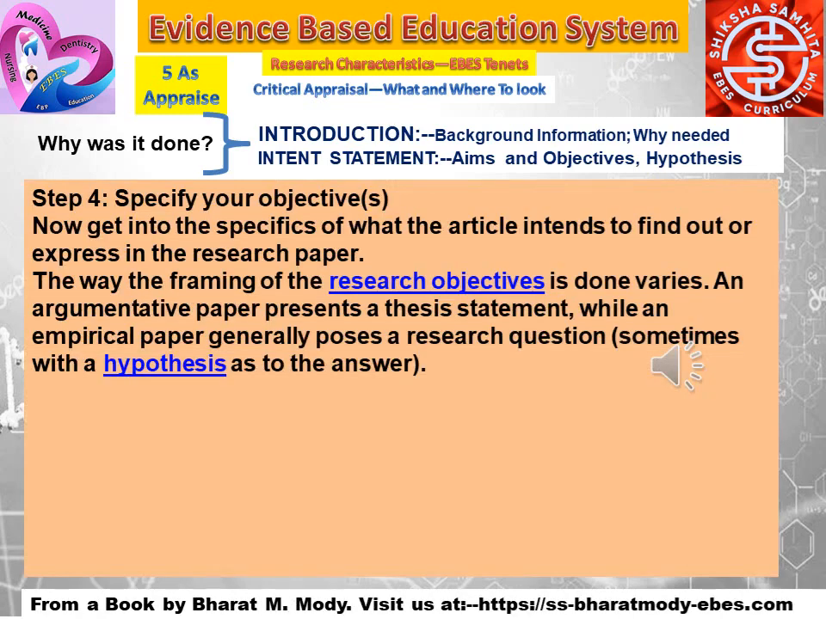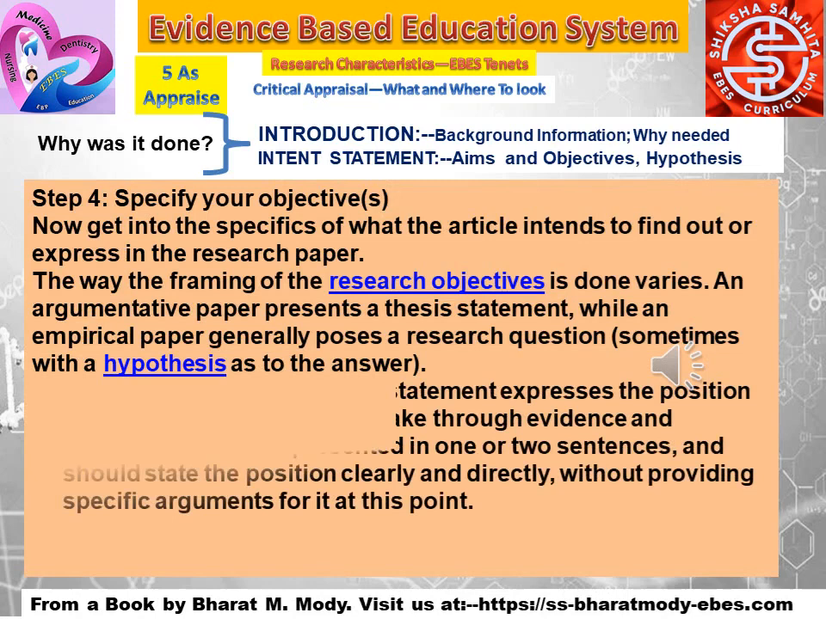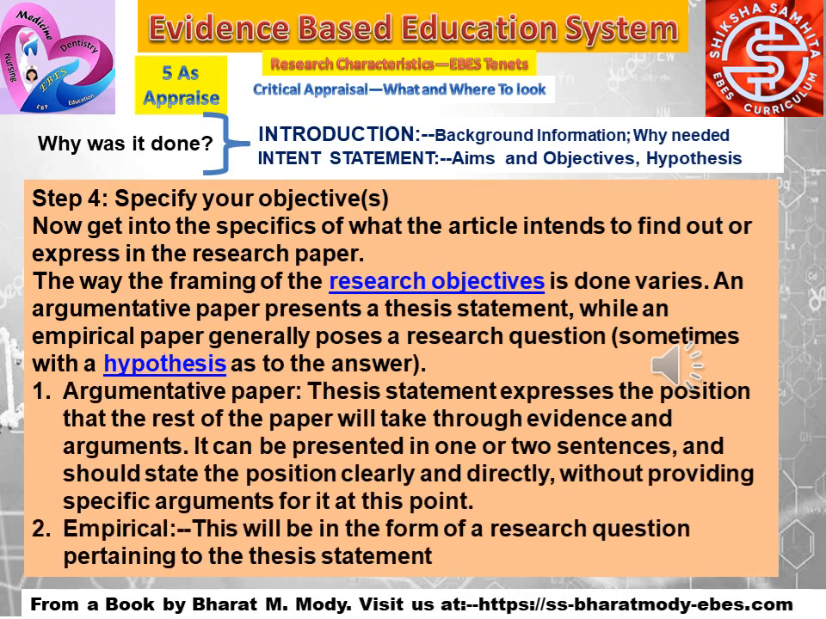Step 4 talks about the objectives. Given the specifics of what the article intends to find out and express in the research paper is given by the objectives. The framing of the objectives will vary between argumentative and empirical, because argumentative will give you more elaborate, whereas empirical will just state what the research is all about.